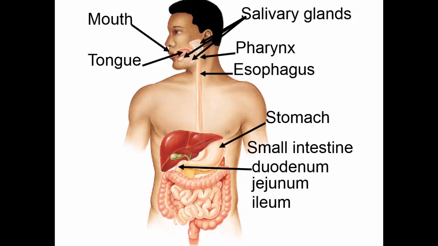The first 12 inches or so of the small intestine is the duodenum. Here is where more chemical digestion occurs and we begin the process of absorption. The next 8 feet or so is the jejunum, and then the last 10 feet or so is the ileum. Absorption occurs throughout the small intestine. The ileum hooks up with the large intestine.